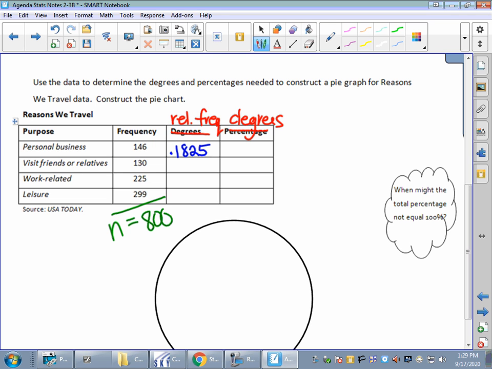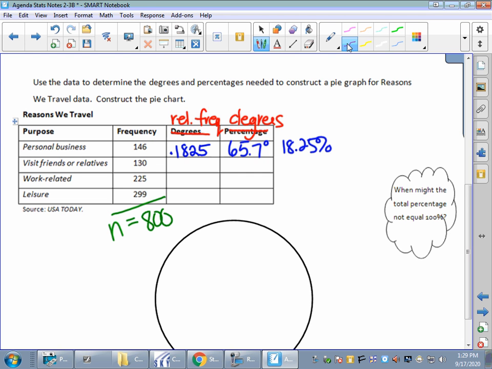And then I'm going to take that value, I'm going to multiply by 360 to find out how many degrees of the circle that is. So that's going to end up being 65.7 degrees. If you want to put down that this is 18.25%, feel free. I think most of us are pretty good at taking our relative frequency, our proportion, and turning it into a percent.